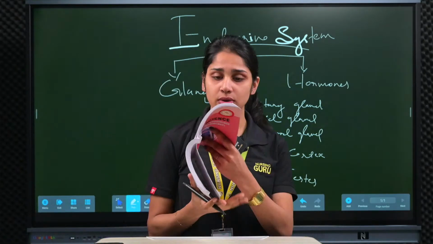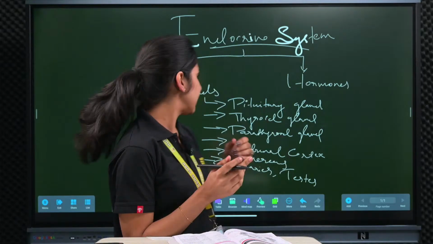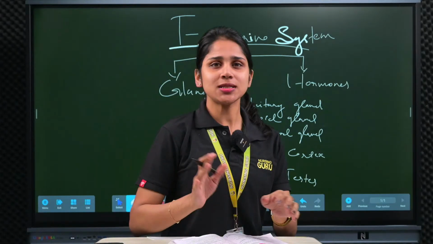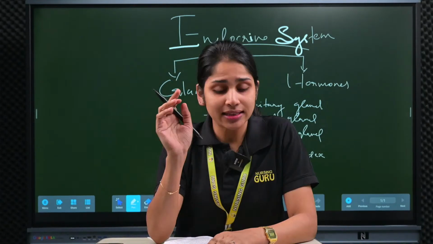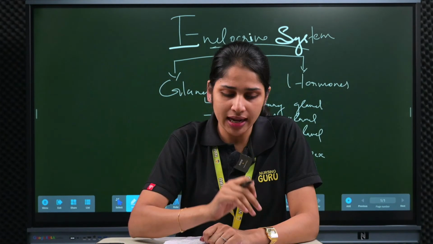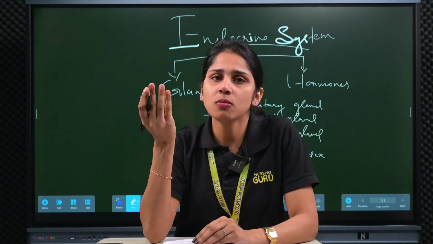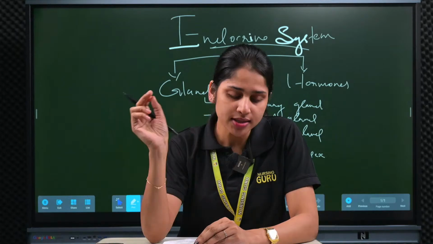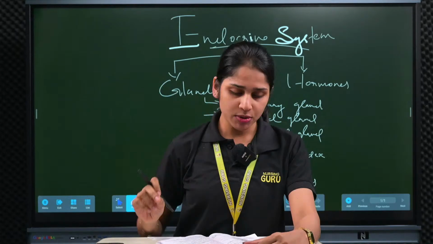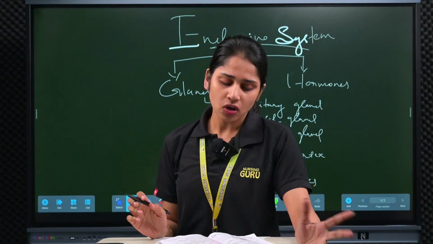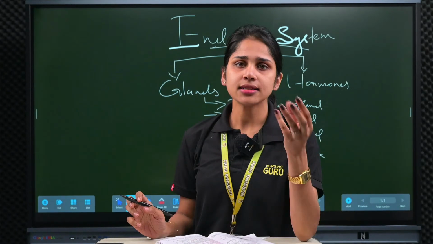Now we are moving to the first gland, the pituitary gland. So what is the pituitary gland? The pituitary gland is an endocrine gland the size of a pea. How much does it weigh? It weighs nearly 0.5 grams and its diameter is 1 to 1.5 centimeters, or we can say about 0.5 inches.